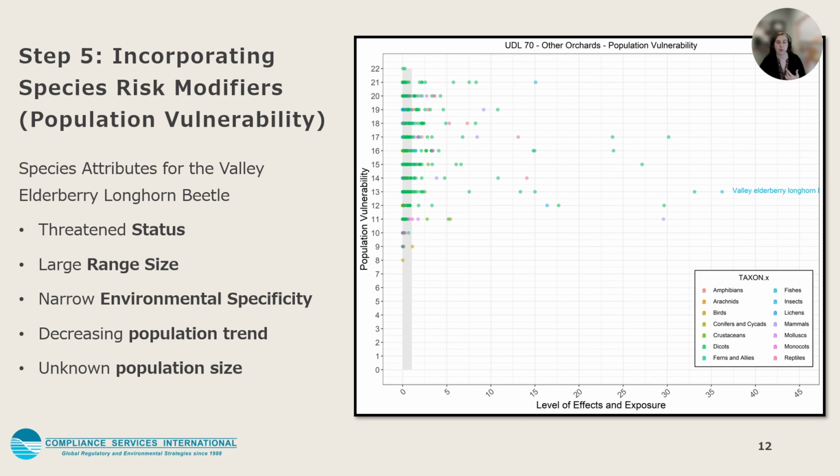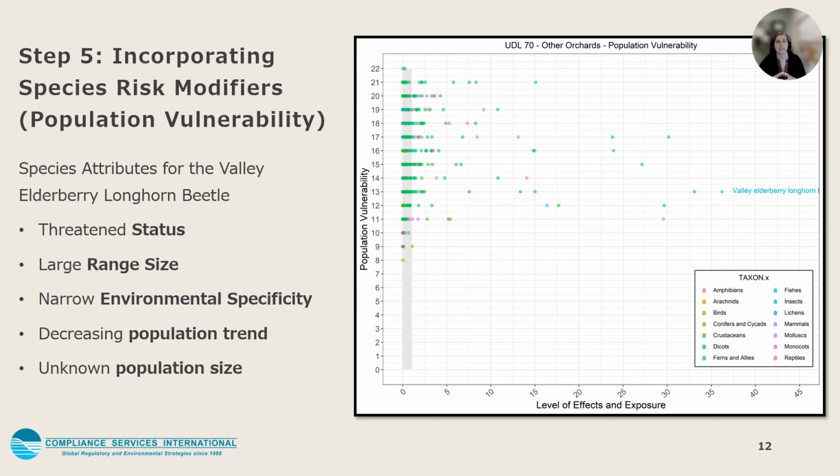The Valley elderberry longhorn beetle has a threatened status, a large range size, its range is around 10 million acres, narrow environmental specificity, a decreasing population trend, and an unknown population size. You can notice it's over here in the blue.